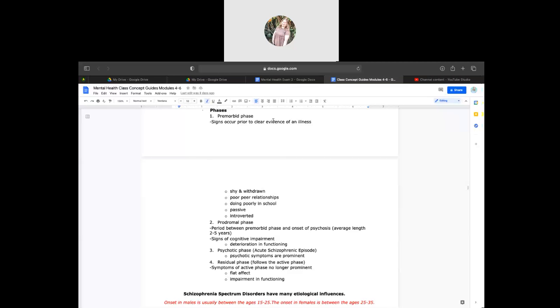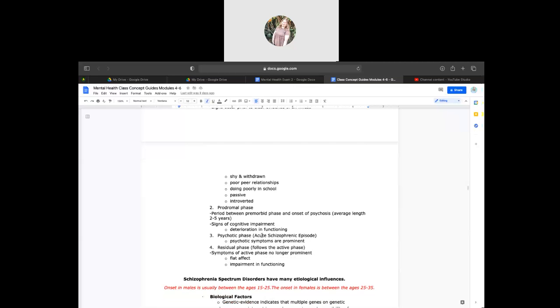But this is going to occur prior to clear evidence of an illness. So we're not going to think that there's something going on. We might think that there might be added stress or something that's very acute rather than something that's catastrophic like schizophrenia. They may be passive, introverted, not like themselves.